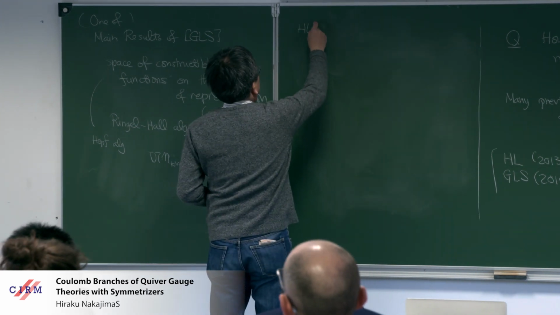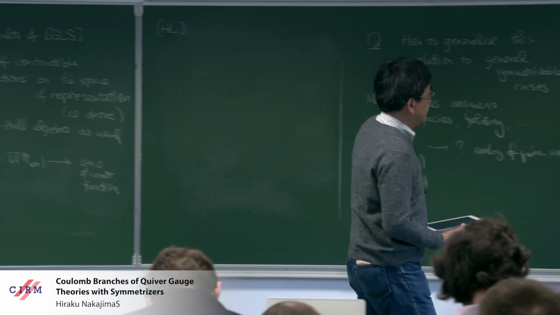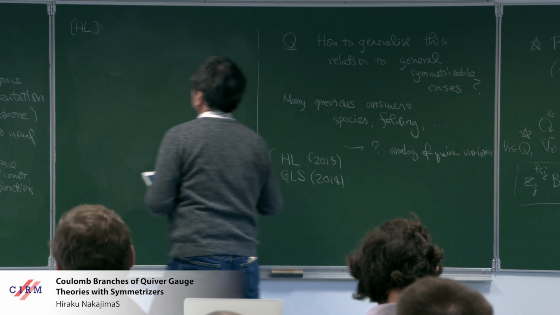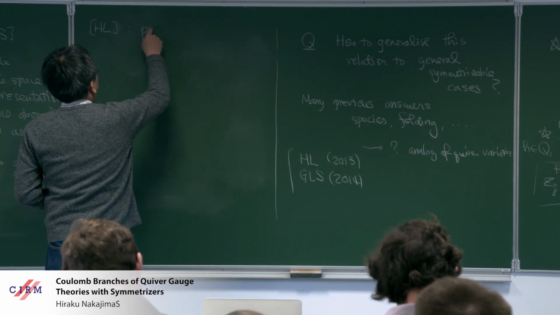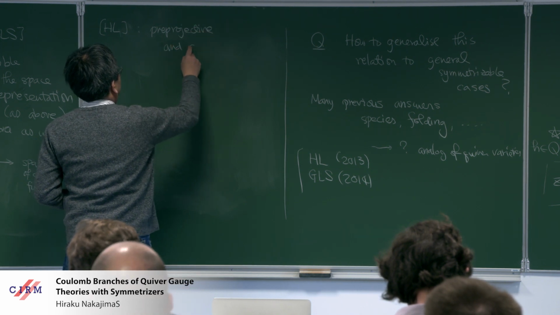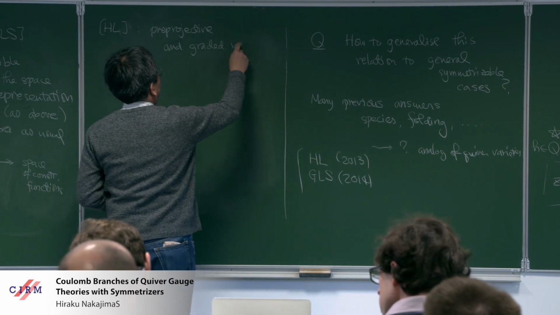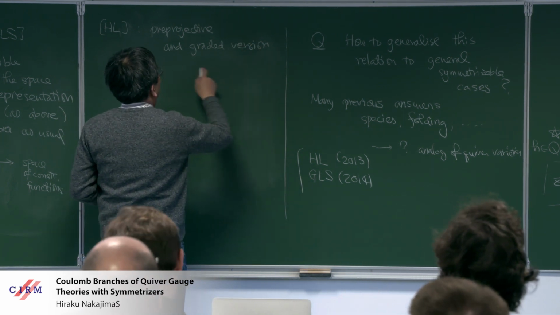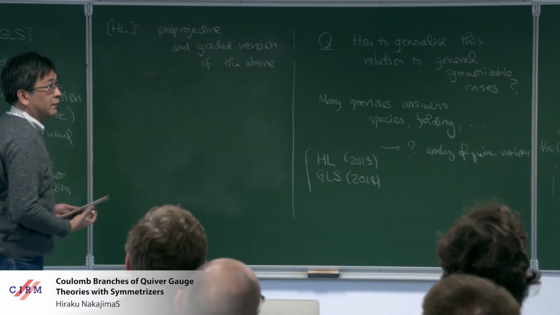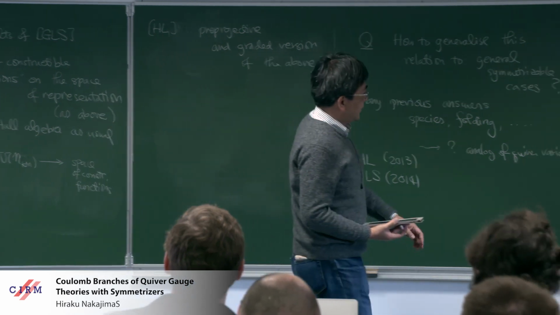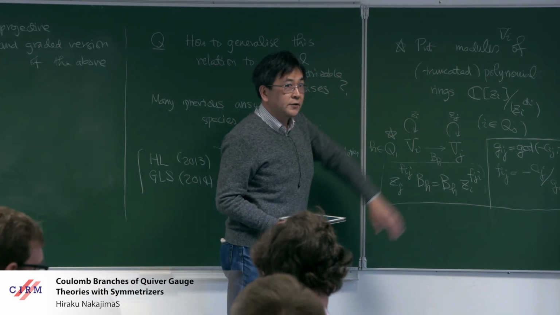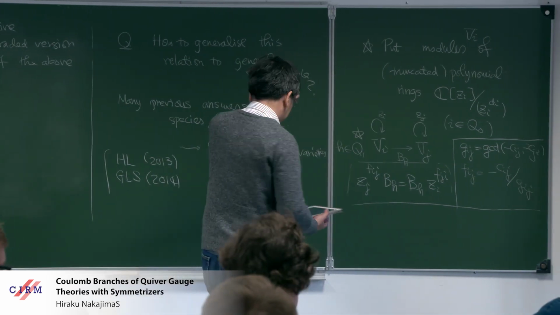And Hernandez-Leclerc, in fact, Hernandez-Leclerc is first, and they first considered the preprojective and graded versions of the above. Historically, they first found this version, and then just forgetting the arrows in the opposite direction, forgetting the grading, they get these GLS representations.